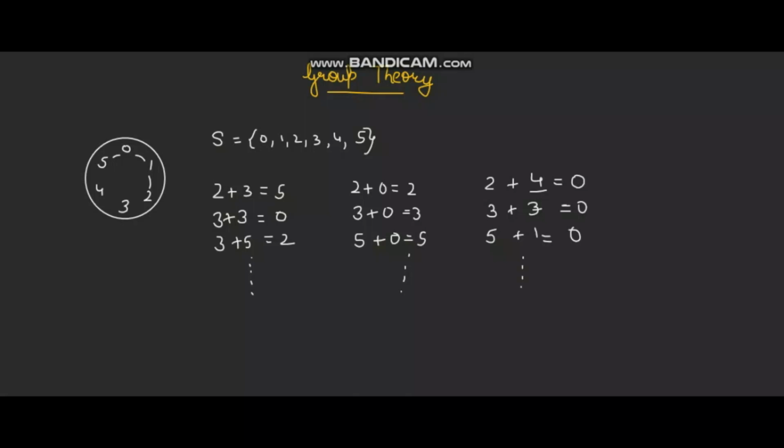And all the elements of this set are also following the associative property. Okay, so the associative property is also being followed by the elements of this set. So this was our first example. Now we'll consider another example, that is symmetries of a square.